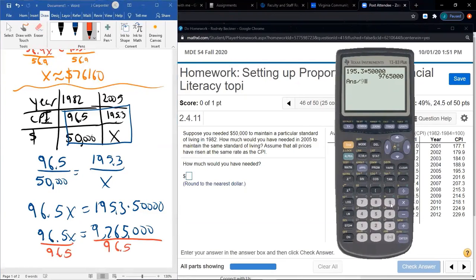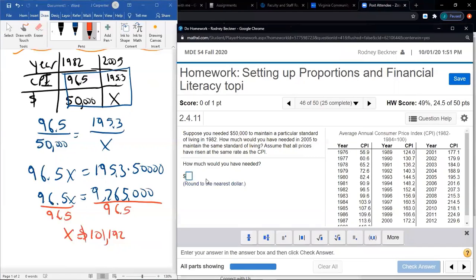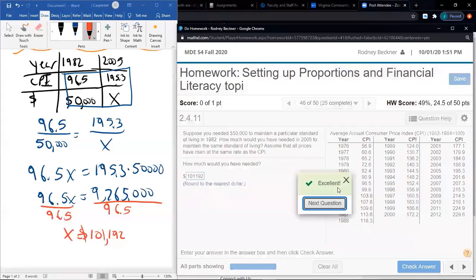All right, so divide by 96.5. And we get $101,191. It would be 71 cents rounded to the nearest penny, but because we're rounding to the nearest dollar, it's $101,192. X equals 101,192. That's bucks, buccarinos. We got it right. So that's a good sign.